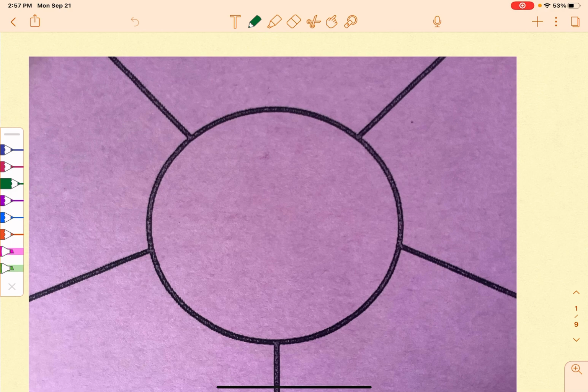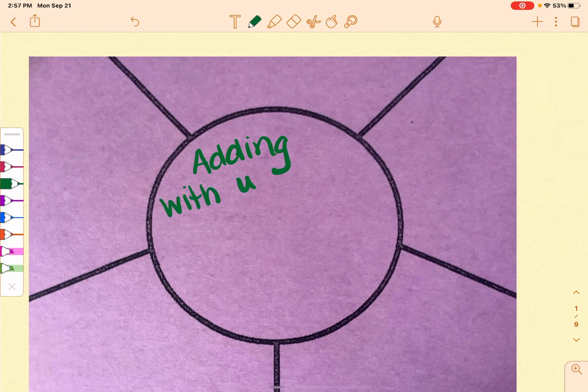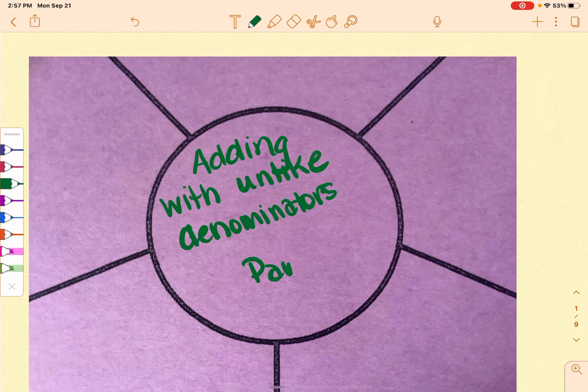So in the middle here, we're going to do adding with unlike denominators. Now we have done the very first part of this, so I'm going to call this part 2, just so we can make sure that you have a good understanding of how to do them.